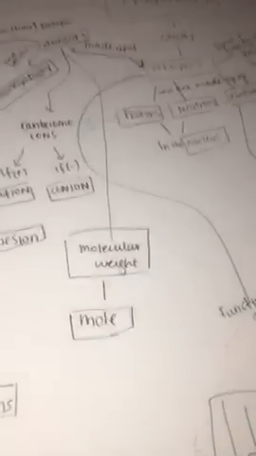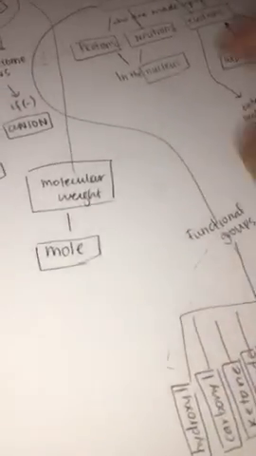And atoms are branched off over here into the functional groups. These are all the functional groups. And that's about it for my concept map.